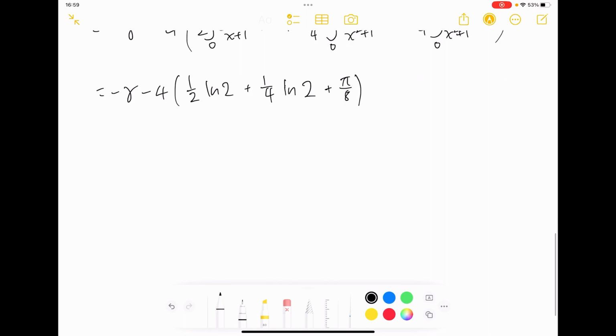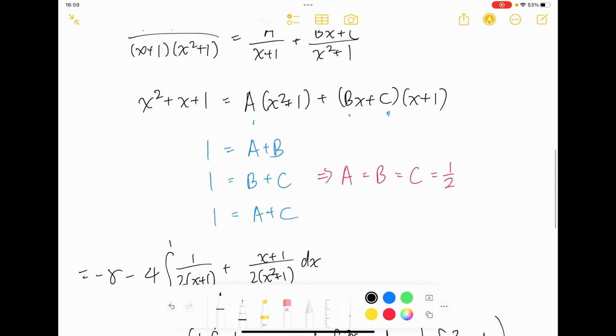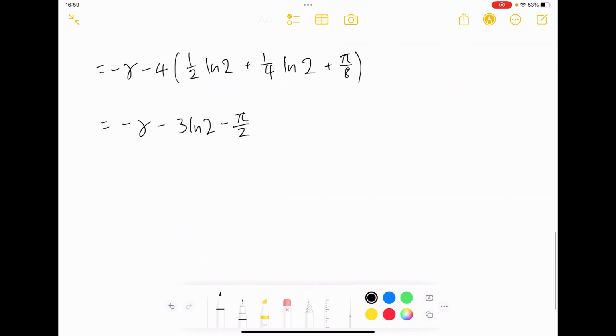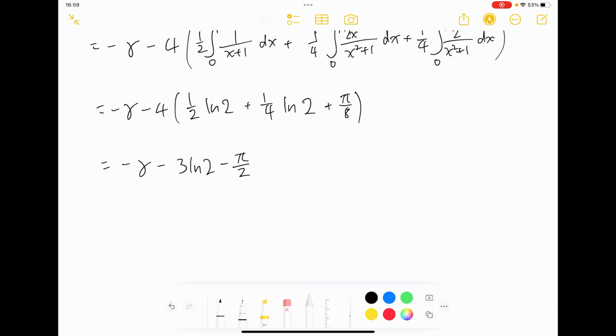Yep, there we go. And distributing the 4 in is going to get us minus gamma minus 2 natural log 2 minus natural log 2, so that's minus 3 natural log 2 minus pi over 2. So that is our value for psi naught of a quarter. So this is our value we're looking for, psi naught of a quarter.